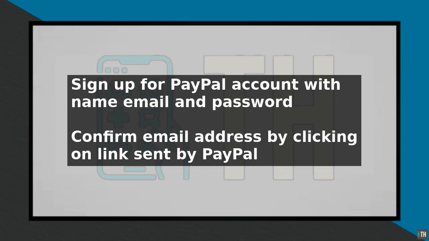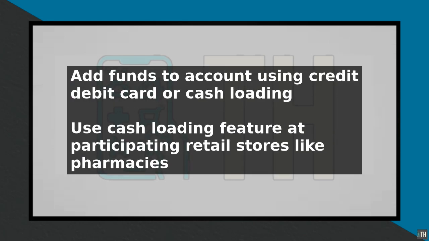Once your account is set up, you can add funds to it using a credit or debit card, or by using PayPal's cash loading feature at participating retail stores. This feature allows you to add cash to your PayPal account by generating a barcode at the PayPal website and taking it to a participating retailer, such as a pharmacy or convenience store, where you can pay with cash and have the funds added to your account.